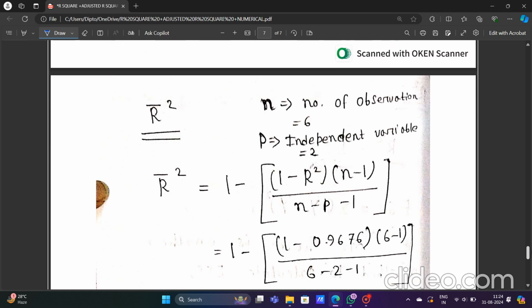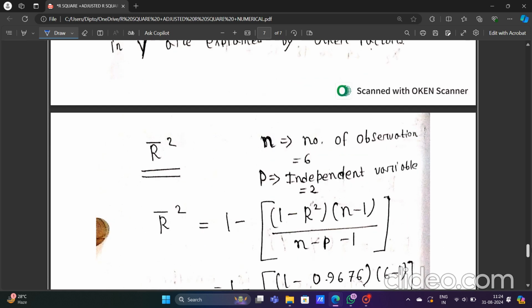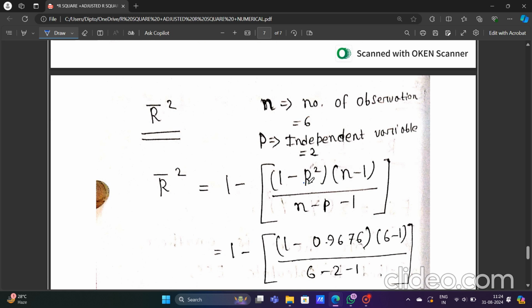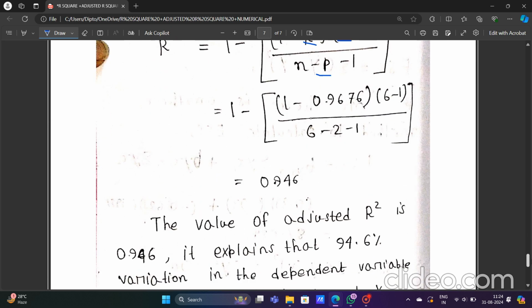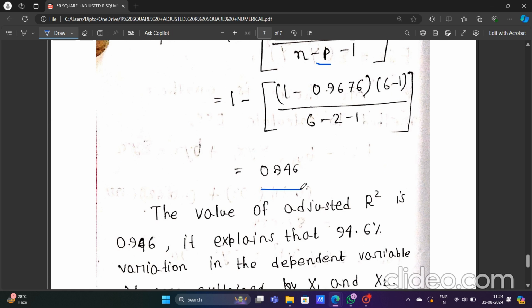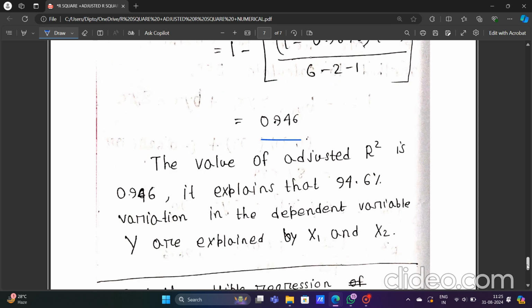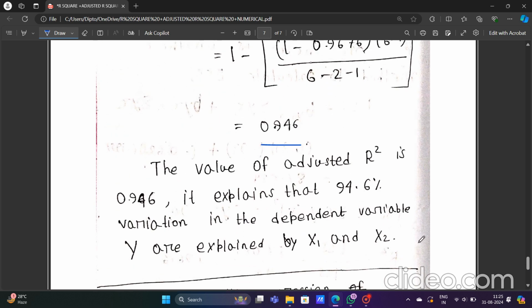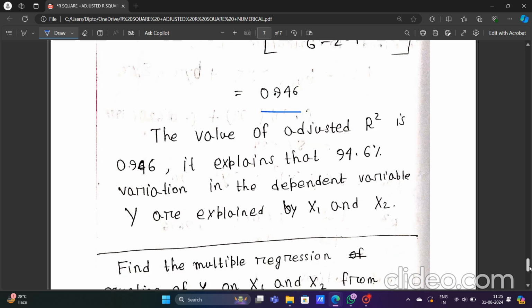Here we can also calculate the adjusted r square. For that we require the value of r square, the value of n, which is 6, and p, the number of independent variables in the model, which is 2. So here the adjusted r square is 0.946. As you can see, adjusted r square is 94.6%, which is less than the value of r square. It explains that 94.6% of the variation of the dependent variable can be explained by the independent variables x1 and x2.